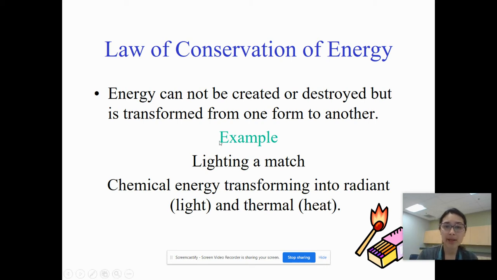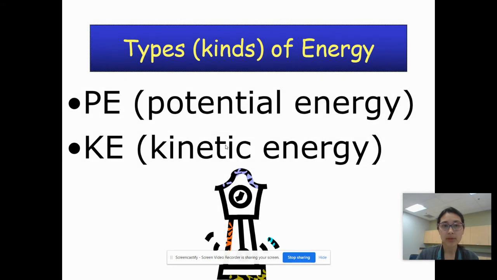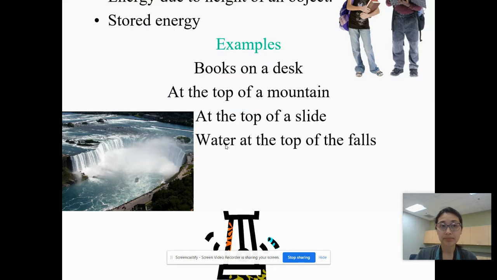Okay, so for example, like lighting a match, you have that chemical energy that it starts with, and then it turns into heat and radiant energy. So there's two types of energy, like we've gone over before. There's potential energy and kinetic energy.